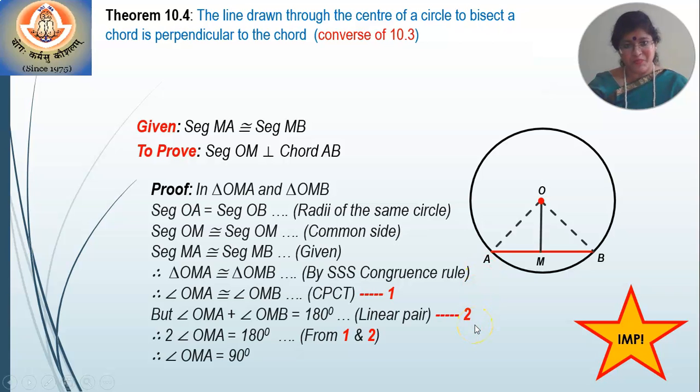That means we have proved that OM is perpendicular to AB. So students, this theorem is a converse of theorem 10.3, and this is also another very important theorem that I want you to learn how to prove. Now in the next slide, we will be looking into few questions based on all these theorems.